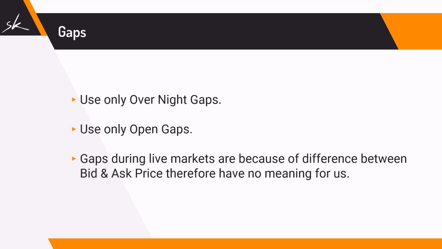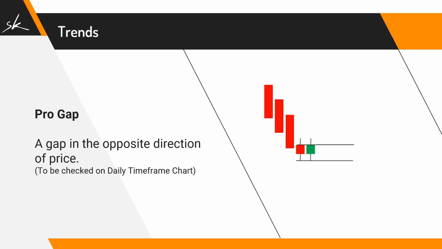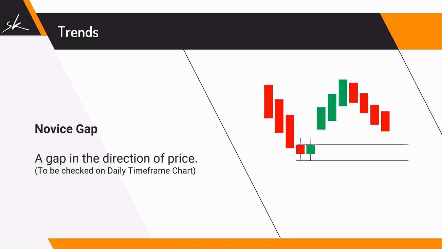Whenever we are using a gap as a demand or supply zone, the gap has to qualify as a pro gap. A pro gap is a gap which is in the opposite direction of the dominant price move and has to be checked on the daily time frame. In this example, you can see that the prices were moving down, after which it gapped up. Since it is a gap in the opposite direction of the dominant price move, we will call it a pro gap.